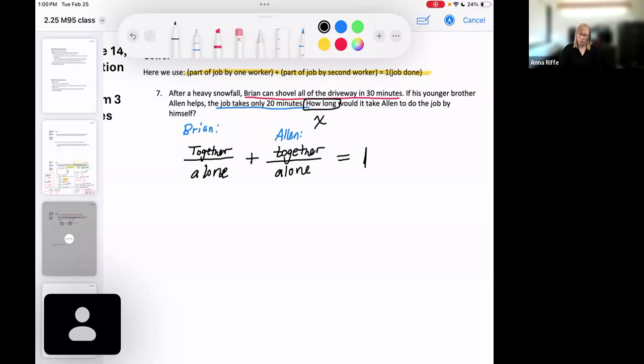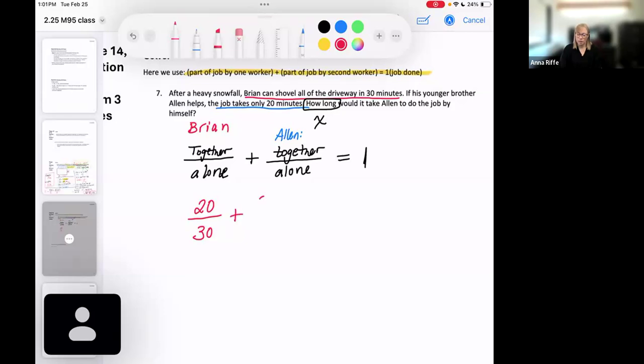Okay. The part of the job completed by Brian, we're given that information. We're told that Brian can shovel all of his driveway in 30 minutes. We're told that Alan and Brian together take only 20 minutes. Oops, I mixed those up, didn't I? I apologize. Together should be on top. Together, they can complete it in 20 minutes, but alone, Brian takes 30.